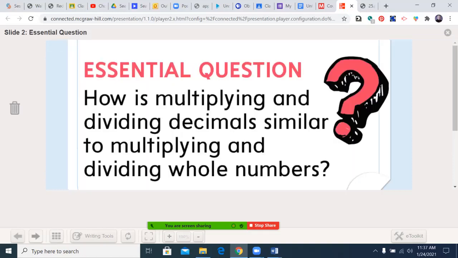The essential question: how is multiplying and dividing decimals similar to multiplying and dividing whole numbers? What we've seen is that the standard algorithm is the same. The only change is the location and movement of decimal points.